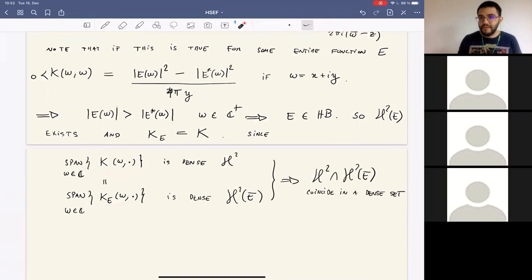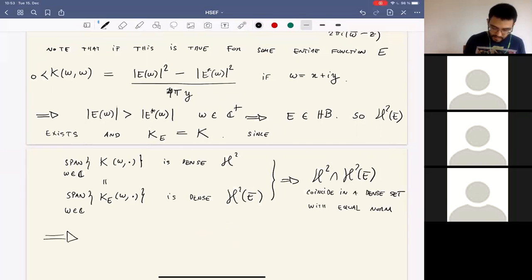Not only that, because in this set, if you take the norm of any function in there, it will be just evaluations of the reproducing kernel, and so therefore the norms would agree. Because in the end, the norms would only be things like K alpha beta for some alpha, beta. But since they are the same, they agree. So they coincide in the set with equal norm. And whenever you have something like this, they have to be equal isometrically.